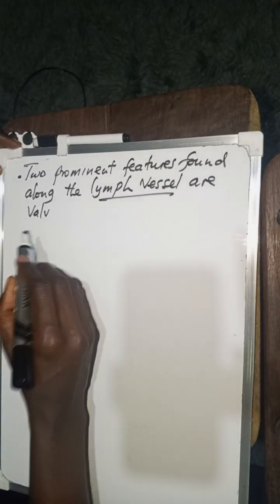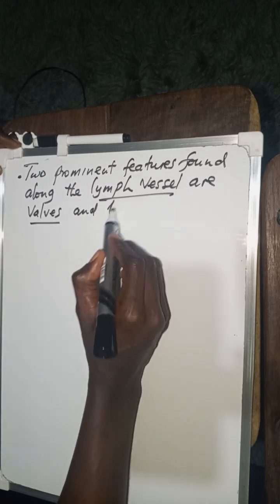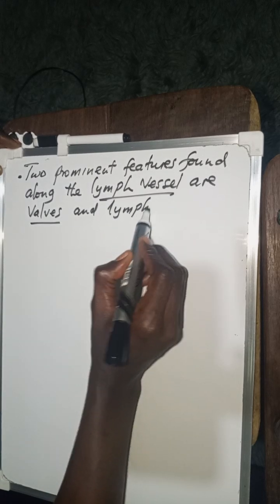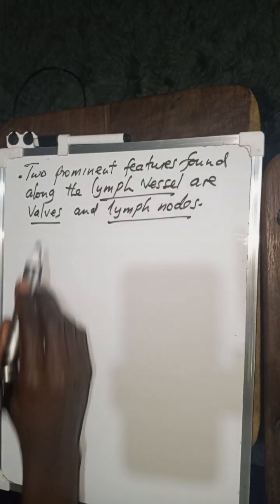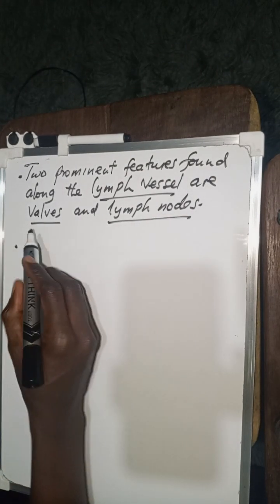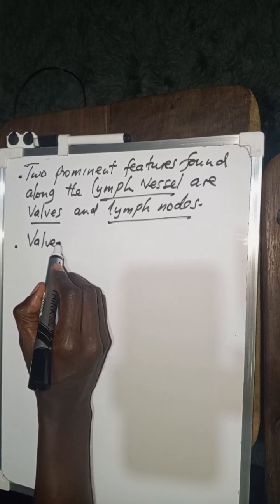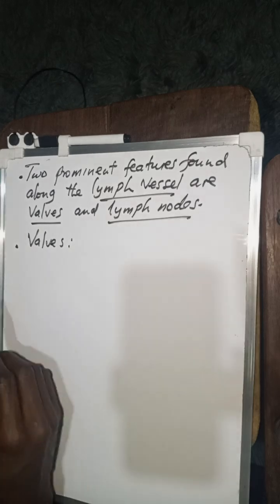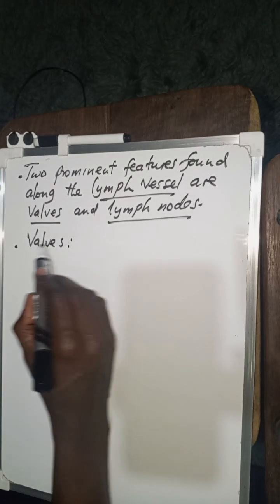So along the lymph vessels, you are going to find that it contains valves and also what we are calling the lymph nodes. Now, what are the functions of the valves? What do the valves do along the lymph vessels? Well, they play a very important role in this case.